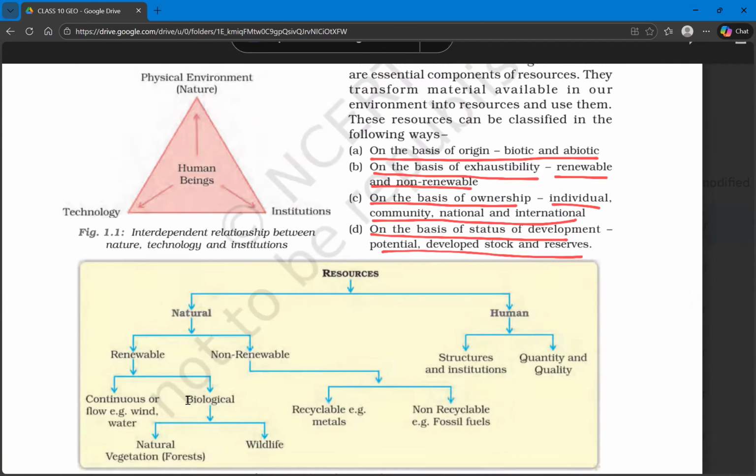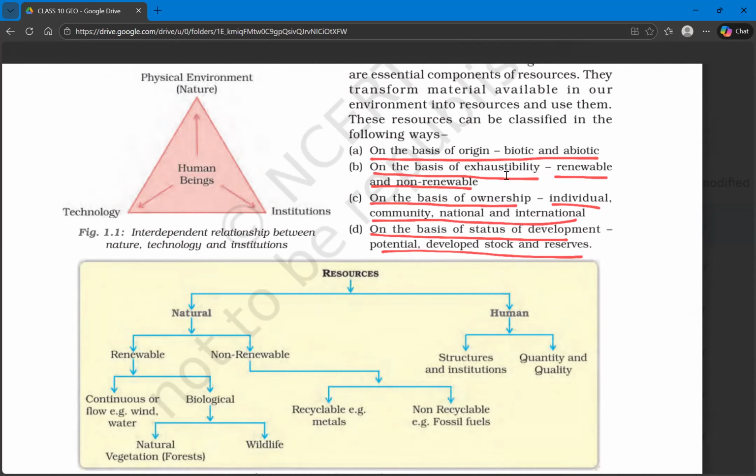The first one is on the basis of origin, that is biotic and abiotic. Biotic means something that has life. For example, what can be the biotic resources? Fishes, flora and fauna, livestock, etc. These are all biotic resources. And the abiotic resources are like metals, rocks, ores. These are all abiotic resources. Mind you, this one was asked in CDS, so it is important to learn all this.